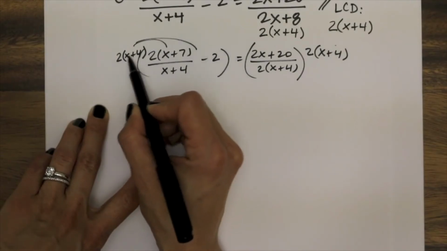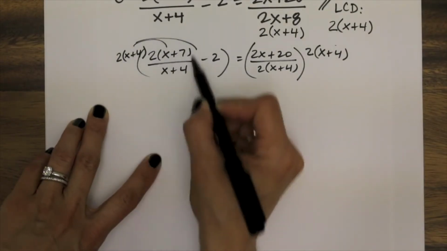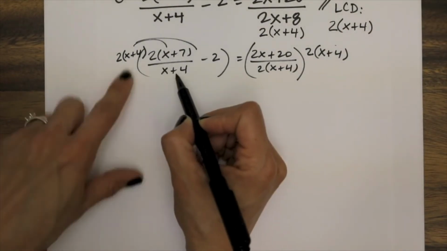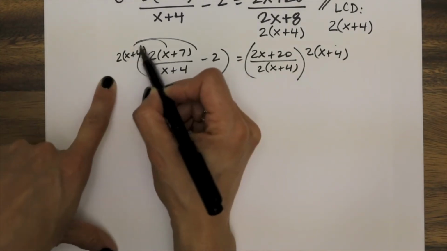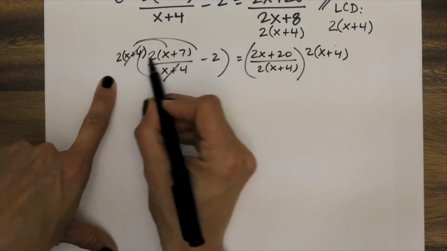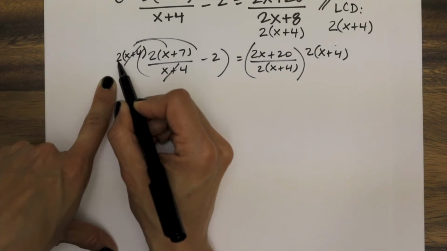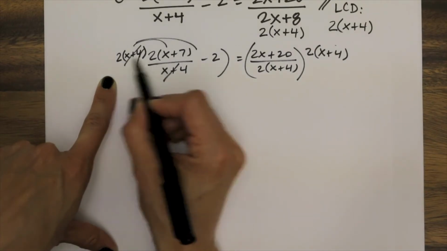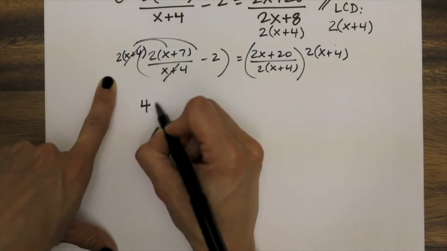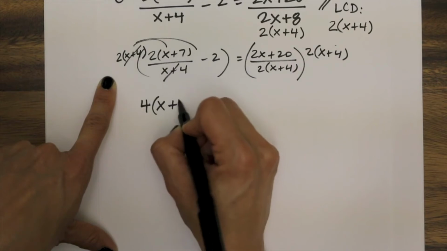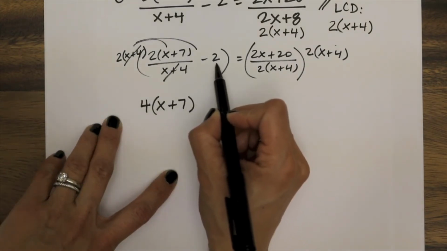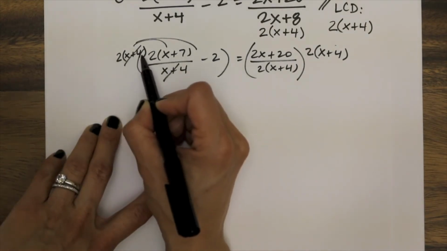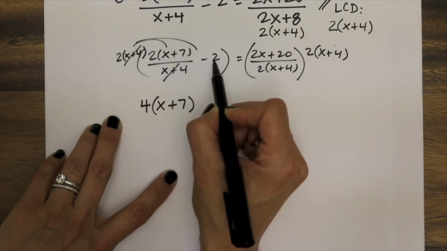So when we take this 2 times x plus 4 and multiply it to this first fraction, the x plus 4's will cancel. Again, those x plus 4's will cancel, and you're going to multiply what's left. So you can see you have a 2 here, you have another 2, so we'll multiply what's left, so that makes 4, and I'll leave this for a second as x plus 7 in parentheses. The biggest thing you want to remember is not to forget to take this 2 times x plus 4 and distribute it to this negative 2.